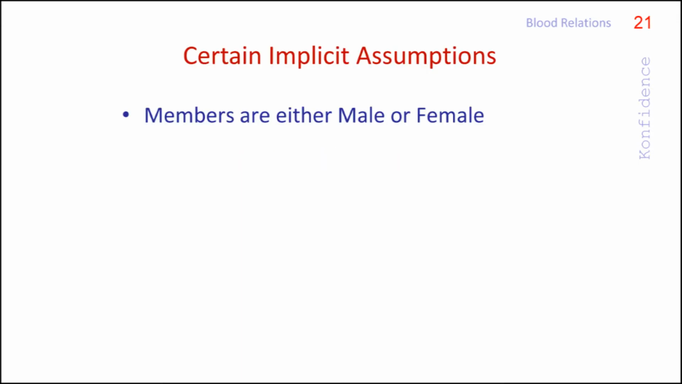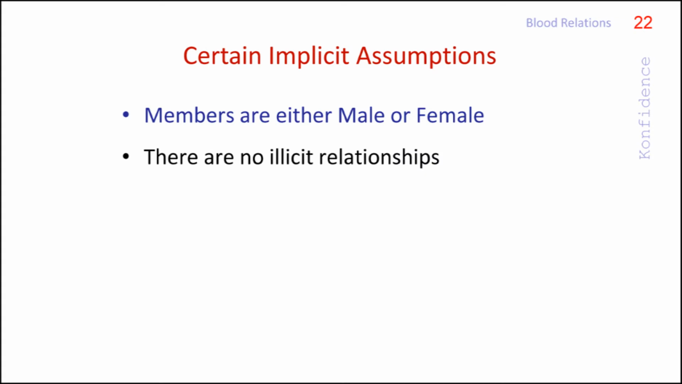In order to make our life simpler while tackling blood relation questions, we make certain implicit assumptions unless otherwise specified. First assumption is that people are either male or female. That is, while doing a question, if we could deduce that a person P is not a female, then we can conclude that P will be a male.